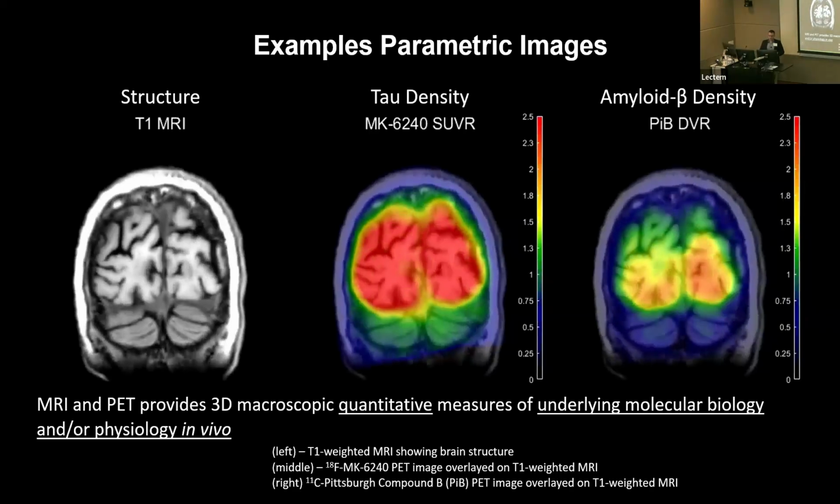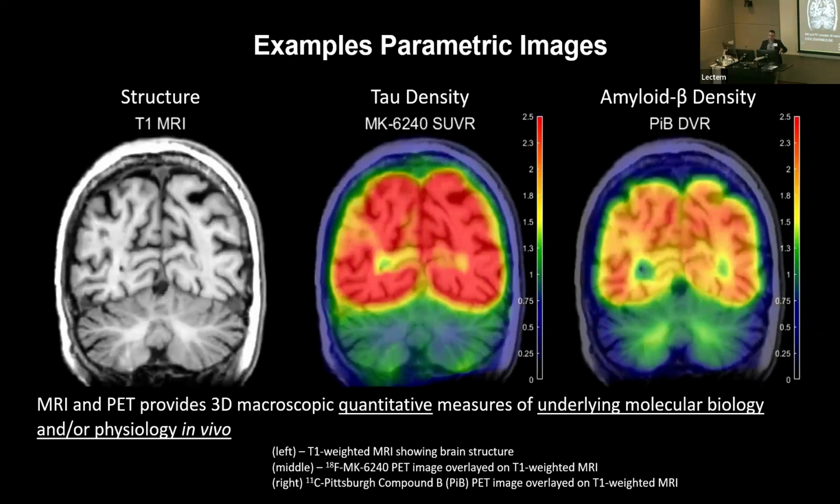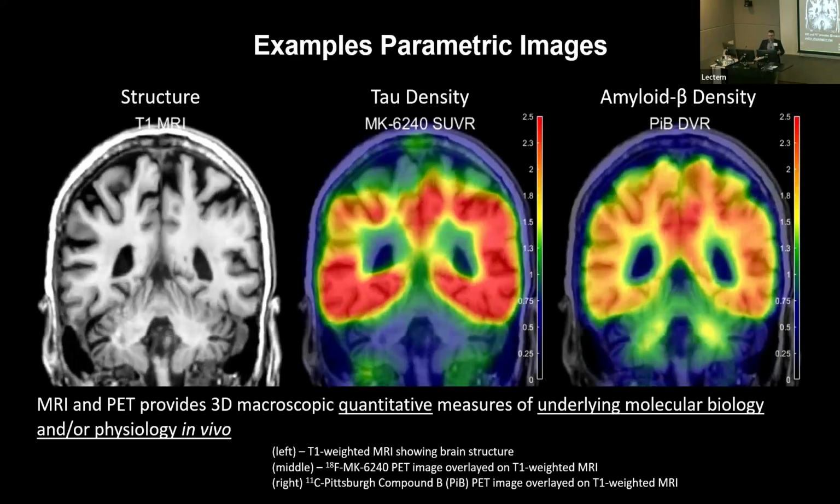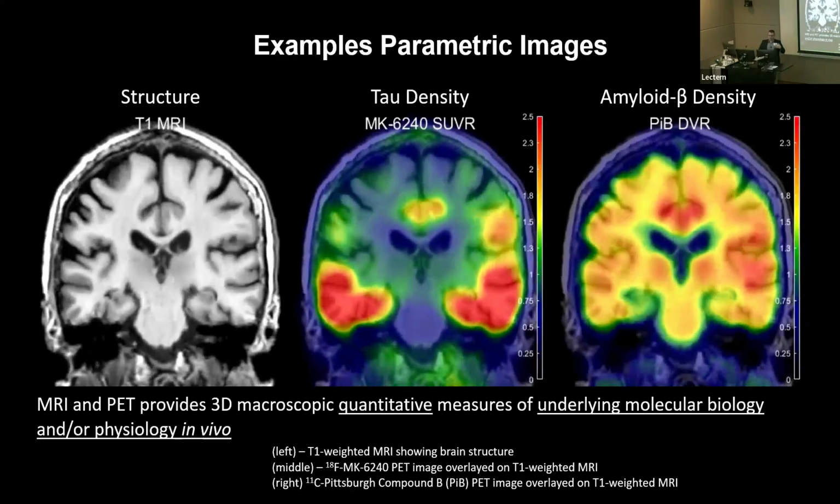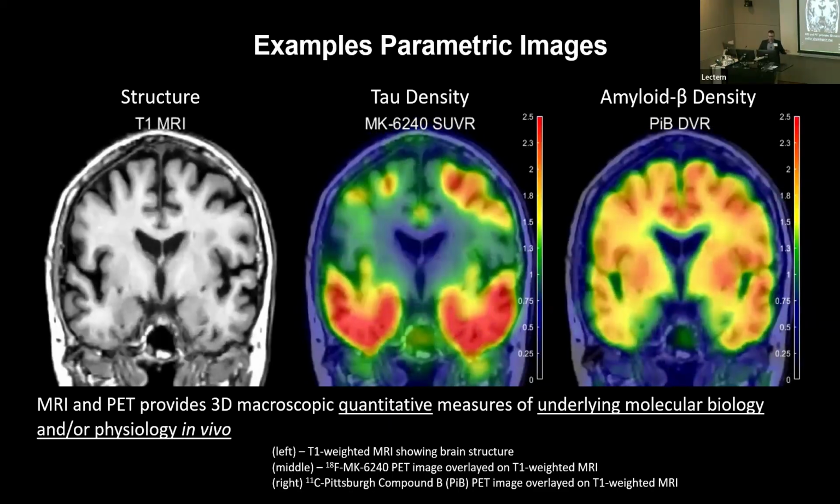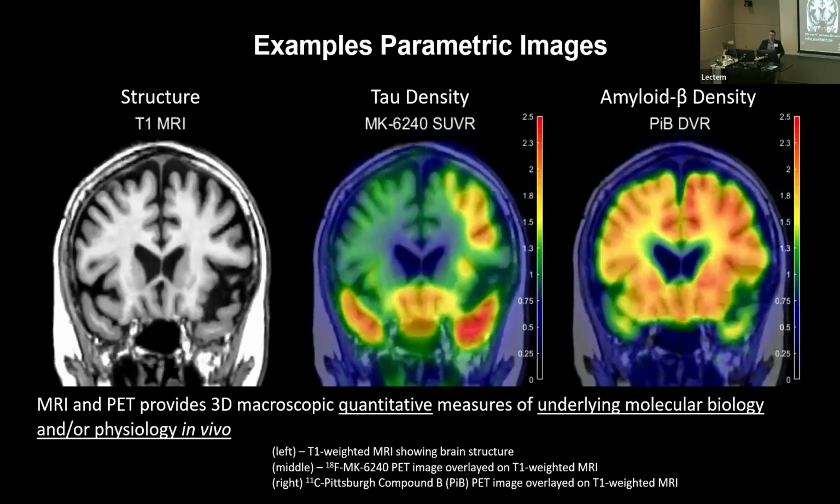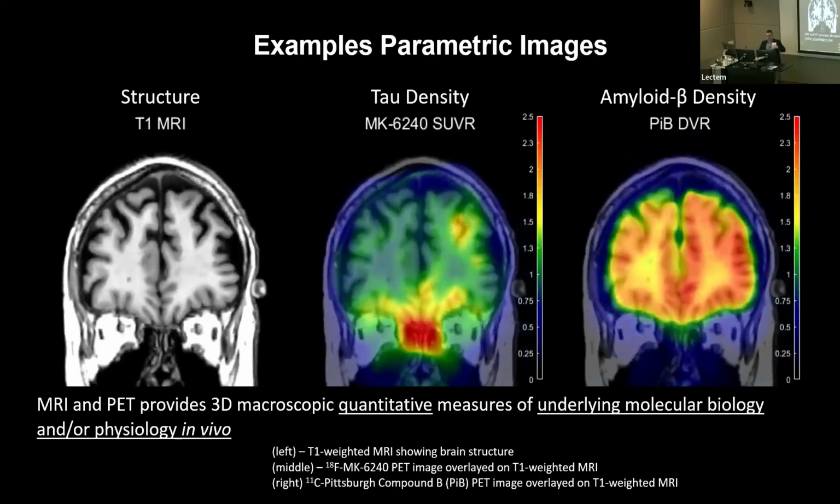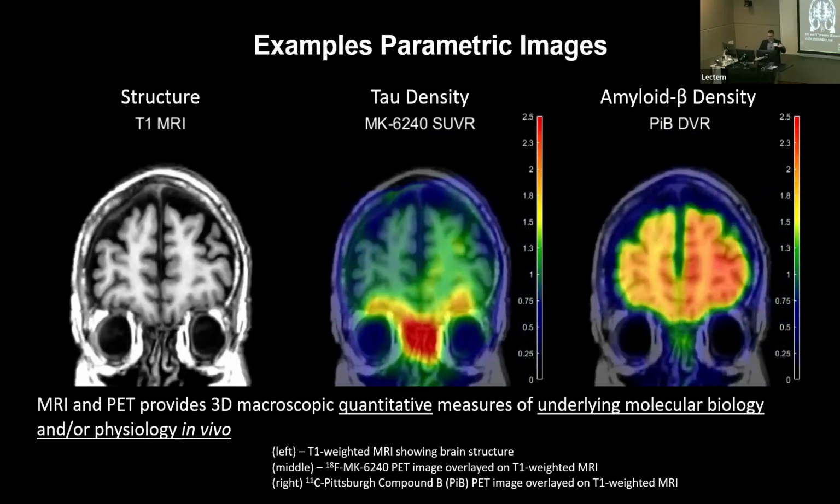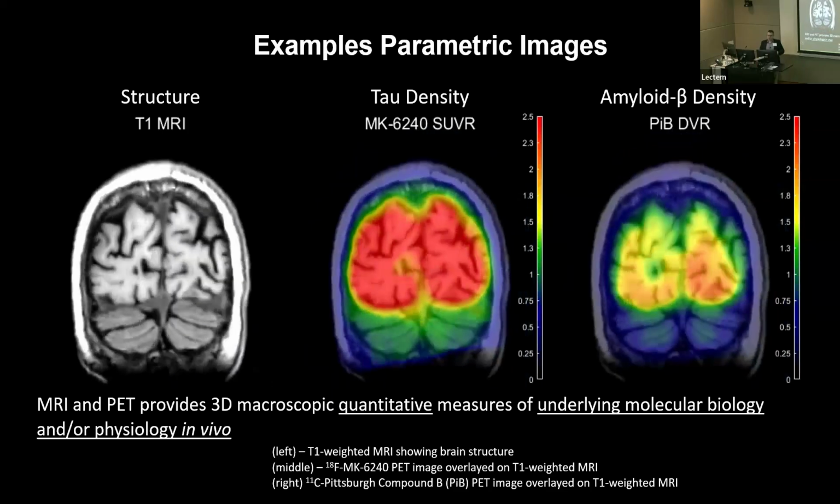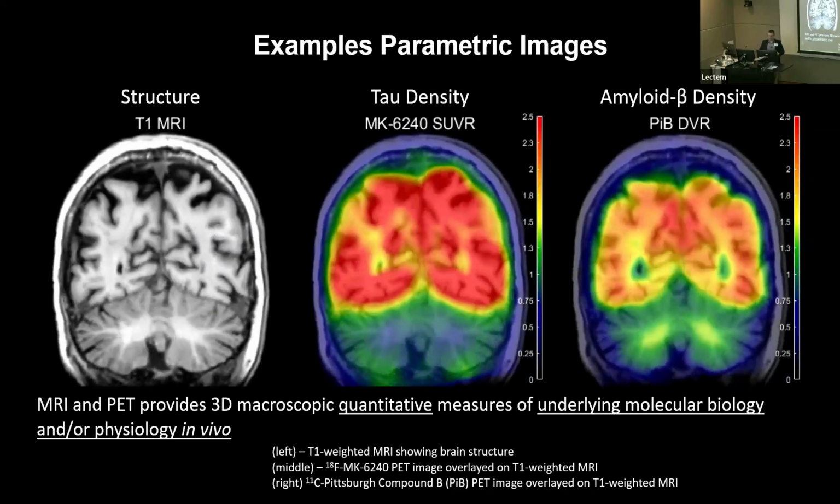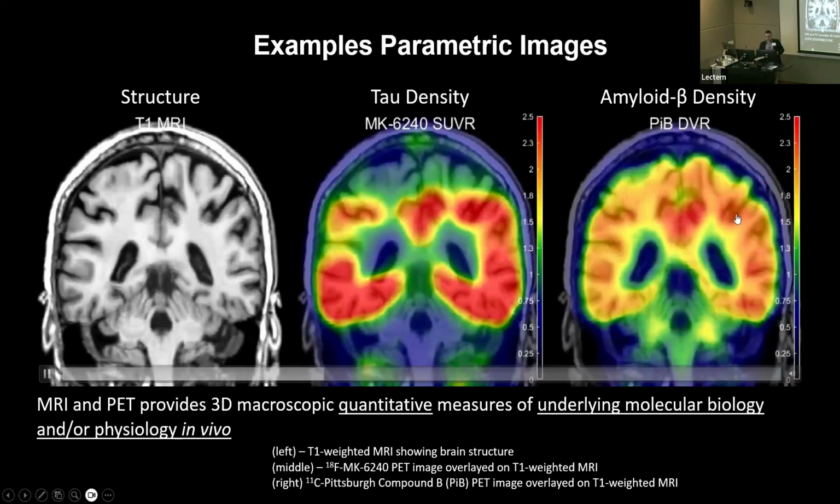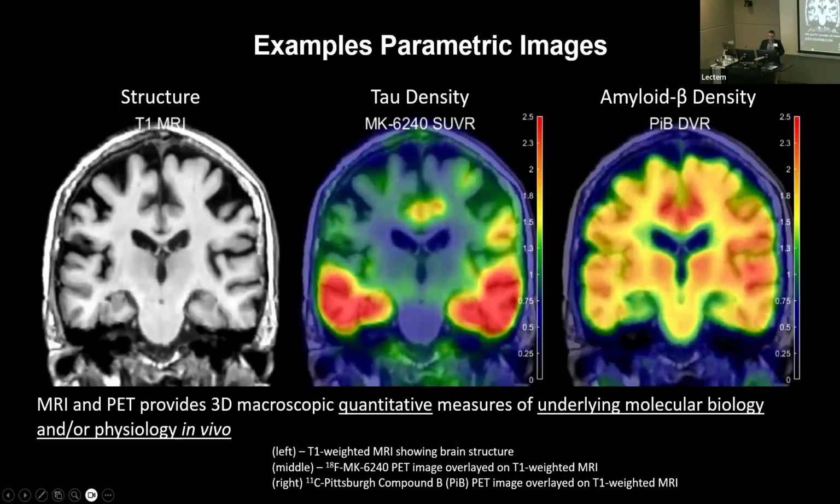Putting all these things together, going from the back to the front of the brain, we get these nice three-dimensional pictures where we can see structure and atrophy in the image on the left with our T1 MRI. The regions that are warmer colored, like yellow, orange, red, show higher density of those proteins: tau in the middle and beta amyloid on the right.